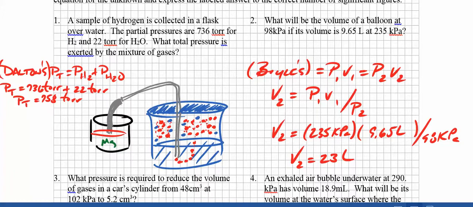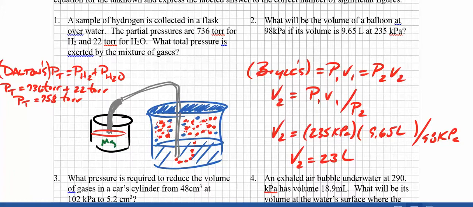And what's going to happen then is that water vapor is going to have its own pressure. So if we want to know the total pressure involved, we're going to have to add up the pressure exerted by the hydrogen gas and the pressure exerted by the water. So how might we do that? Well, here's the formula that we're going to use. Dalton's law states that the total pressure is equal to the pressure of the hydrogen gas plus the vapor pressure exerted by the water. So total pressure is equal to 736 torr plus 22 torr. That's equal to 758 torr total.